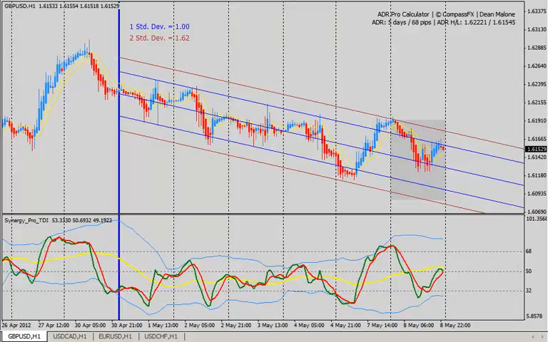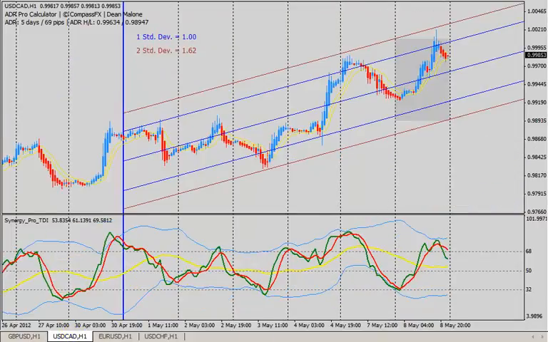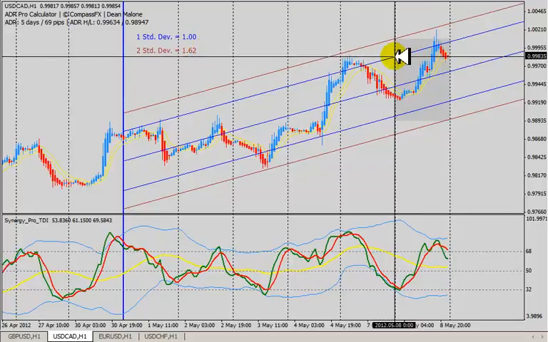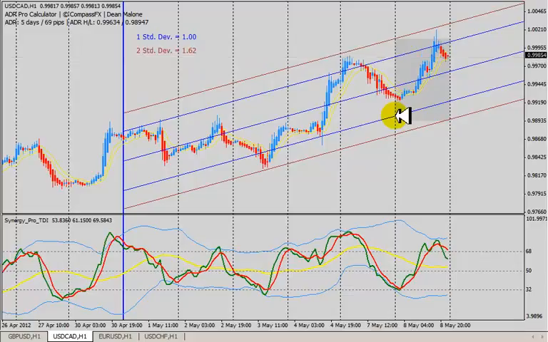Let's go take a look at the dollar CAD. You can see that it moved today in the same range, using a deviation of 1.0 on the first channel and a deviation of 1.62 on the second channel. From top to bottom here it's about 82 pips, a little bit more than the 69 pips that we have here, but fairly close, and we can see that the market over the last 5 days has pretty well moved in this range.